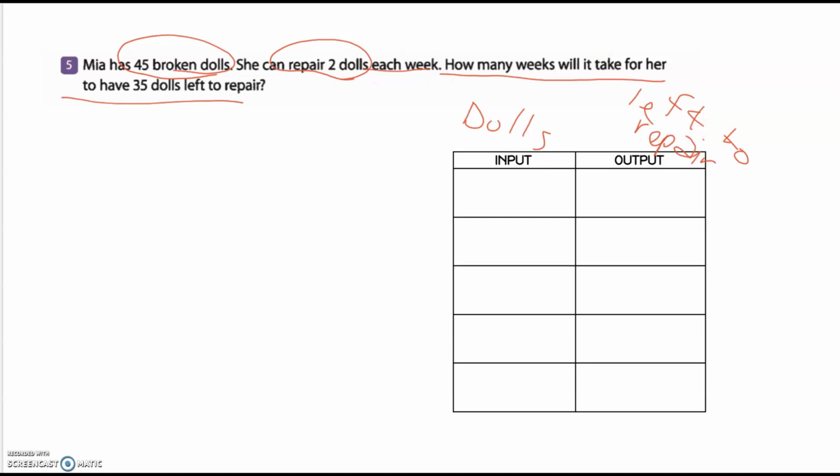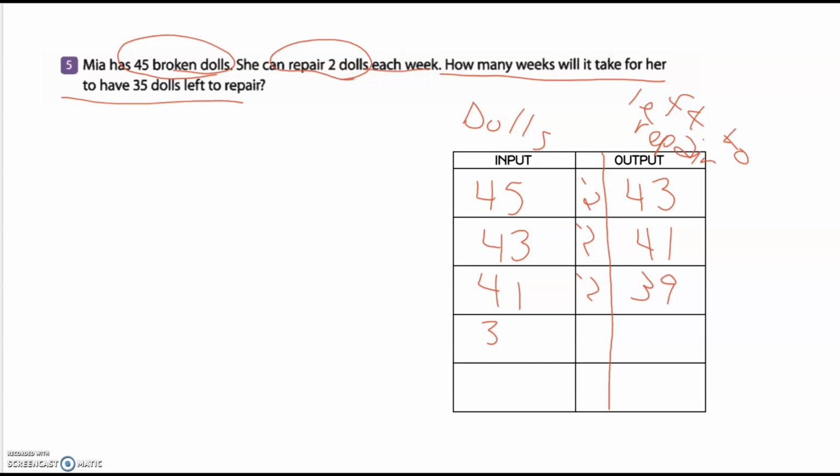Now this one I kind of need an extra blank in here. So she starts out with 45 dolls. This week she's going to fix 2 of them, so I'm going to take 2 away from the 45 broken ones. So 45 minus 2 is going to leave her with 43 dolls to repair. Then she has 43 to repair. She's going to take away 2. That's going to leave her with 41. She has 41. She's going to take away 2. 41, 40, 39. She's going to have 39 left to repair.